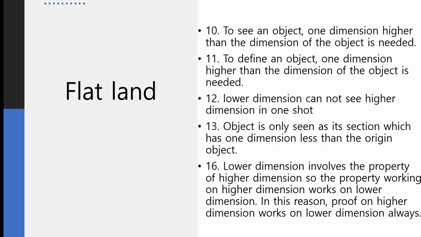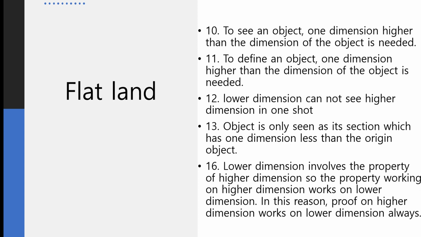And Flatland says to see an object, 1 dimension higher than the dimension of the object is needed. To define an object, 1 dimension higher than the dimension of the object is needed. Low dimension cannot see higher dimension in one shot. An object is only seen as each section which has 1 dimension less than the original object.